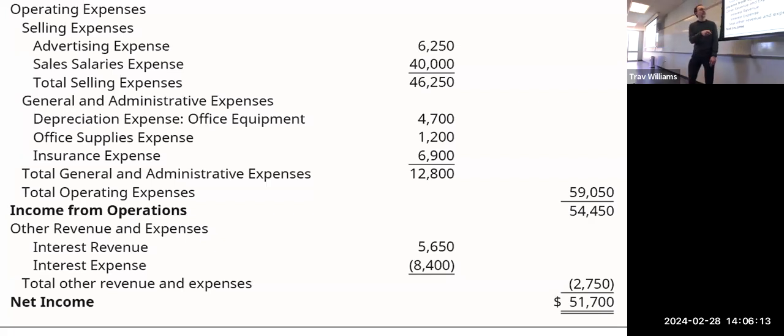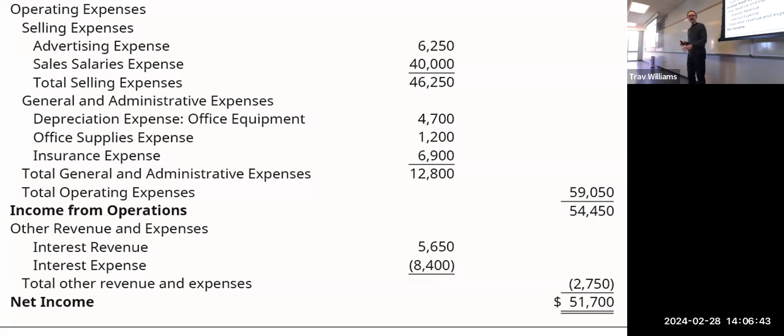So now we have a total for the general and administrative expenses. Add that to the total selling expenses. That gives us our total operating expenses. We subtract that from the gross margin to get our income from operations. So basically, it is still revenue minus expenses, right? It's just we've broken the revenue down into different categories. We've broken expenses down into different categories.